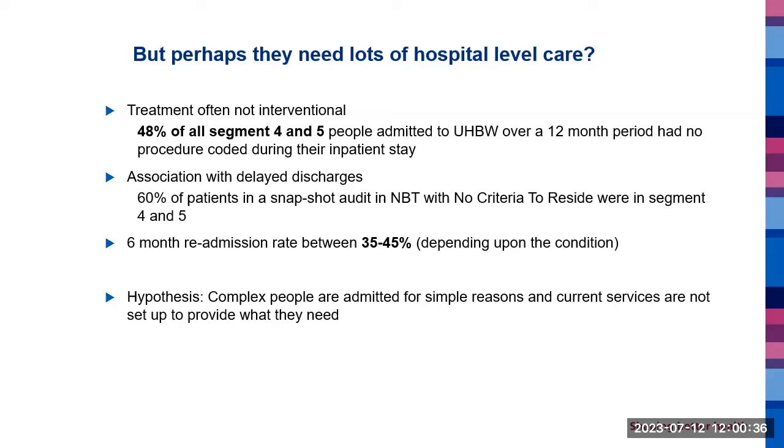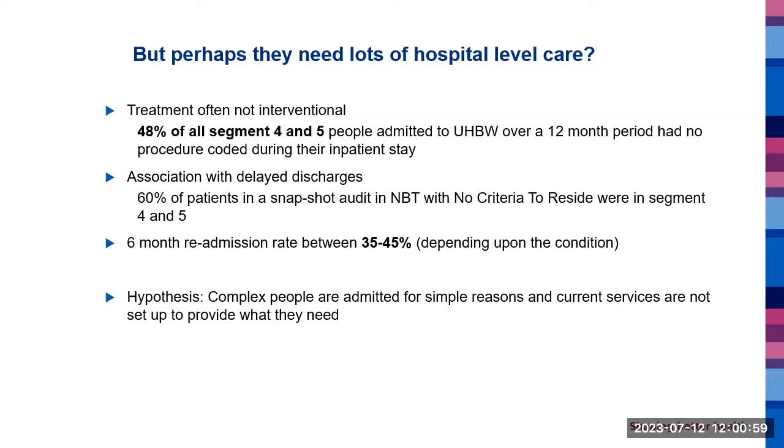Actually, what we found was we did a series of spot checks and audits with our acute partners, and 48% of them admitted to one of our major hospitals, University Hospital Bristol, had no procedure coded against them during an inpatient stay. So that's after they've come in through A&E. They will have had procedures coded to them in A&E, but 48% of them had none, and most of the remaining ones were diagnostic or imaging codes.